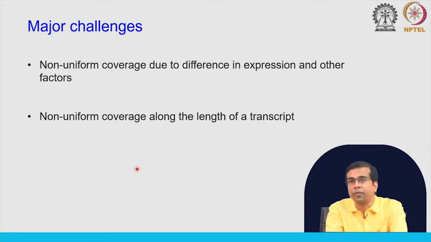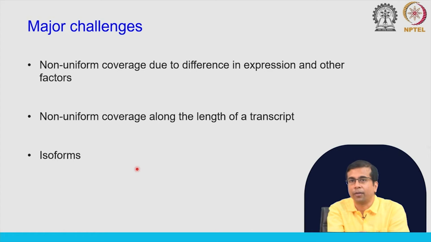Given that some regions of the transcript have a very high number of reads and other regions have a low number of reads, how do you actually assemble the full transcript? And the bigger question is how do you actually identify the isoforms? And this is the next point.